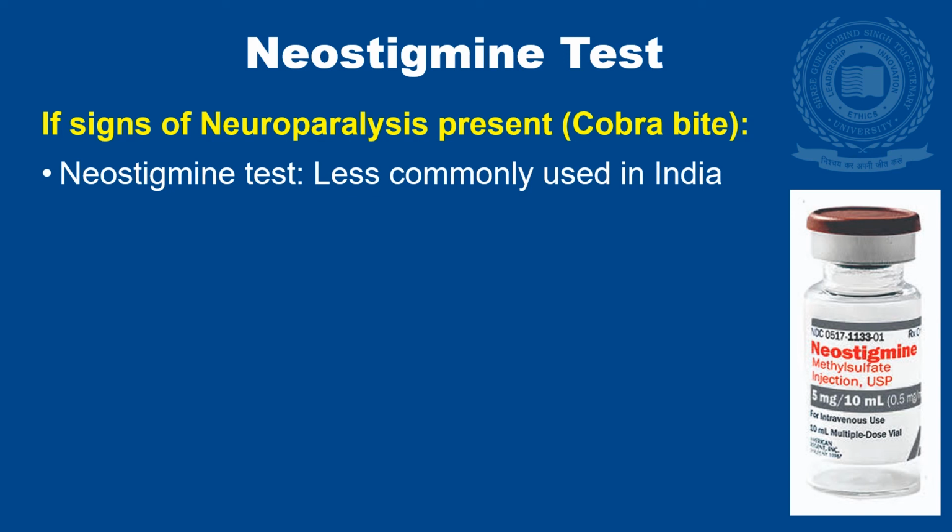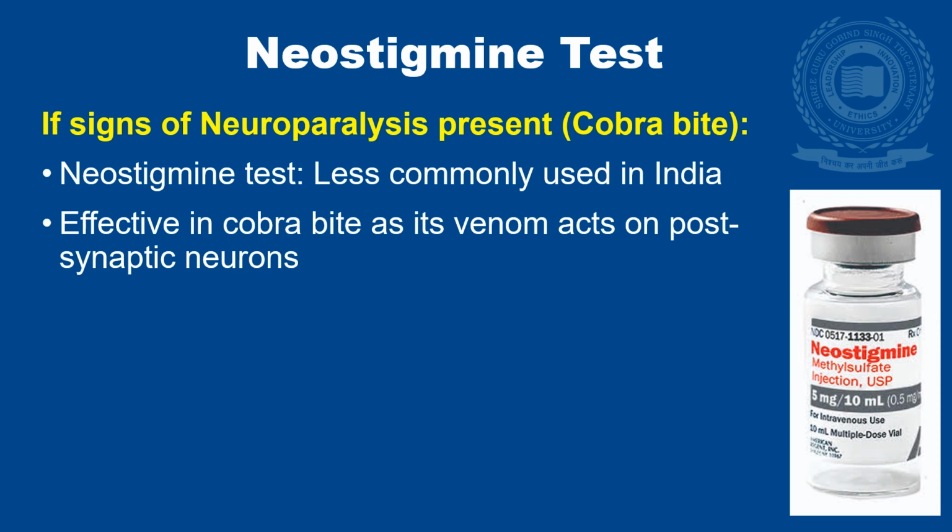Neostigmine test is less commonly used in India. This is a fallacy because neostigmine injection to be given in cobra bite was discovered in India, and the fallacy is that it is less commonly used in India. It is effective in cobra bite as its venom acts on postsynaptic neurons. So the answer is here.